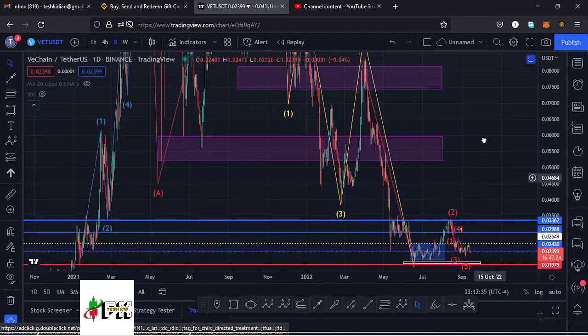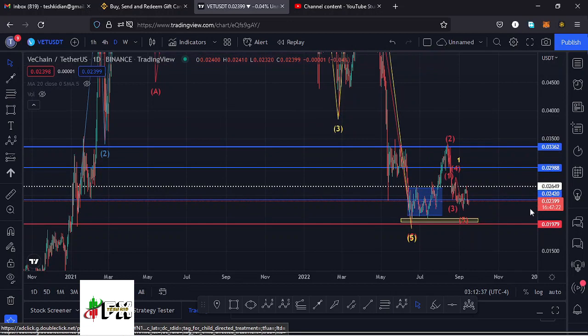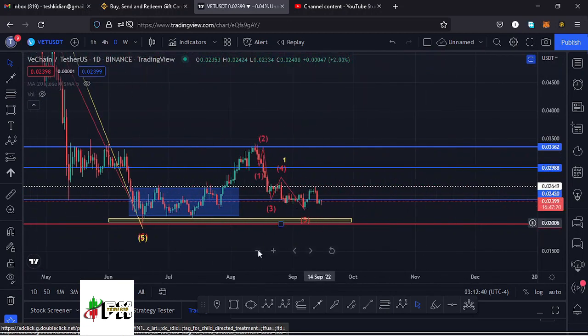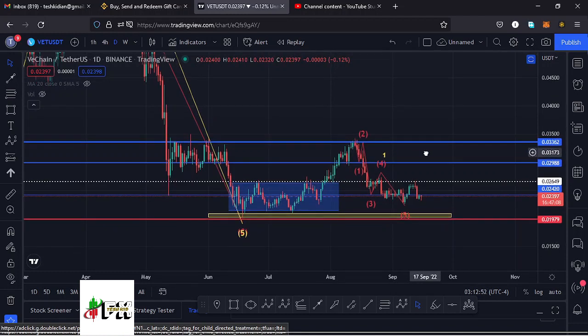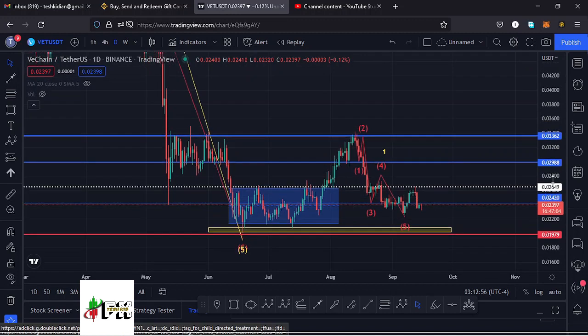And starting my analysis here on the daily chart, after making our low at around the $0.016 mark, we had been trading within this channel. We managed to break out of that channel to the upside, also managed to break above key areas of resistance and pushed to around the $0.03362 mark, which is a key area of resistance. We got rejected and we are seeing a massive pullback to the lower side.